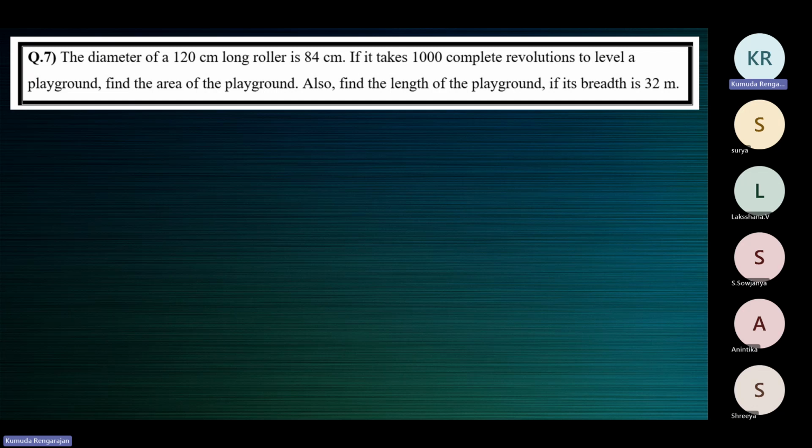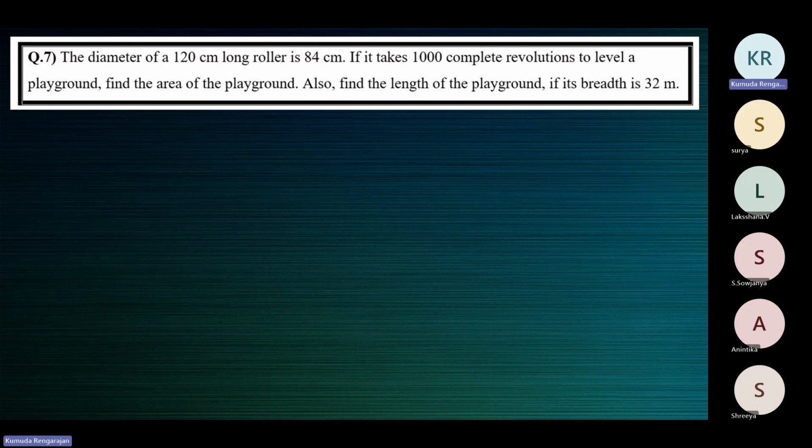So the diameter of a 120 centimeter long roller is 84 centimeters. When you're given the diameter and length, it's understood that the object is cylindrical, because when the diameter or radius is given, there is a circular face. If the diameter or radius is given, it means that the solid has at least one circular face.